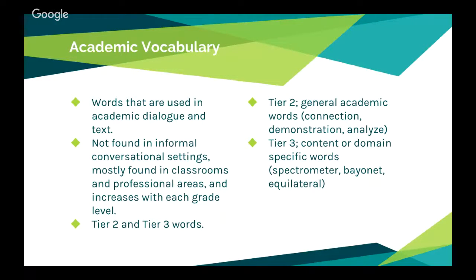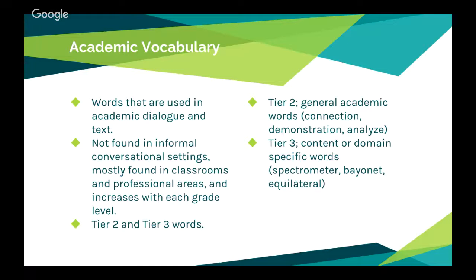So academic vocabulary are words that are used in academic dialogue and text. It's not found in informal conversational settings, and it's mostly found in classrooms and professional areas, and it increases with each grade level. It's more of our tier 2 and tier 3 words.